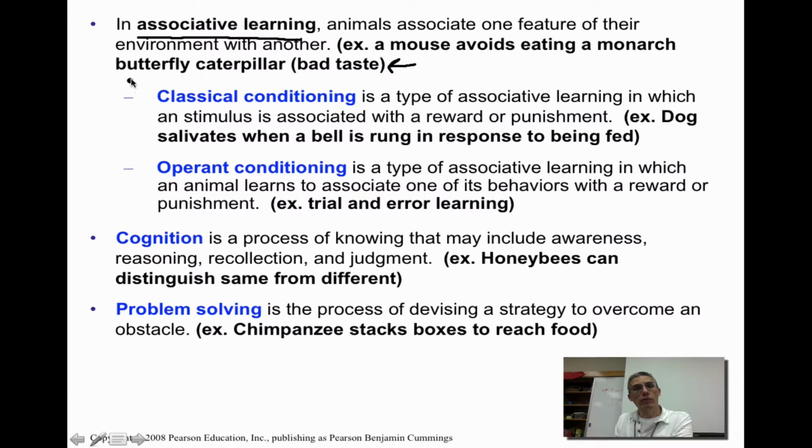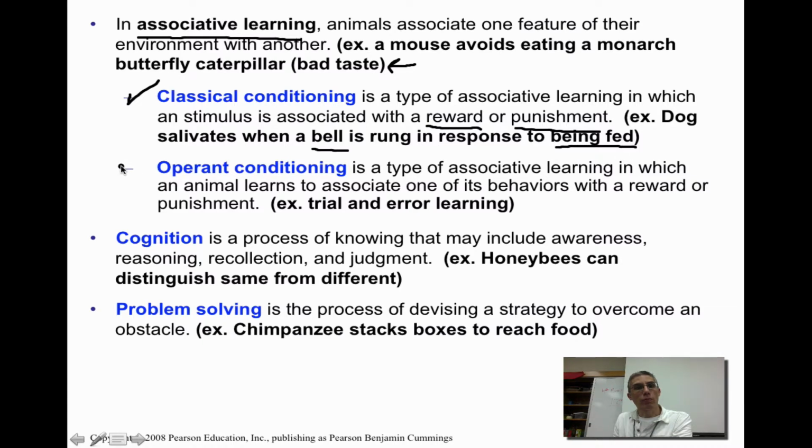Now, there are two different types of associative learning. One of them is called classical conditioning, and this is going to be a type of associative learning in which a stimulus is associated with some sort of reward or punishment. There are lots of different examples of classical conditioning, but probably one of the most famous examples is the dog of Pavlov. Pavlov performed an experiment where he conditioned a dog to salivate when he rings a bell. The reason the dog would salivate is because the bell was associated with the idea of being fed.